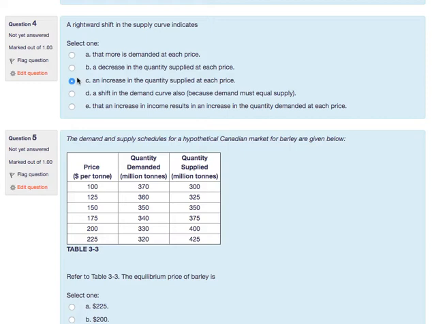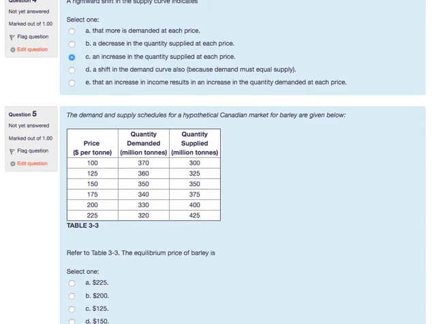"A shift in the demand curve" also is false. One could shift without the other. It's going to lead to an impact in quantity demanded, obviously the new equilibrium. However, it does not lead to another shift. "An increase in income results in an increase in quantity demanded at each price" is not linked to this story initially.